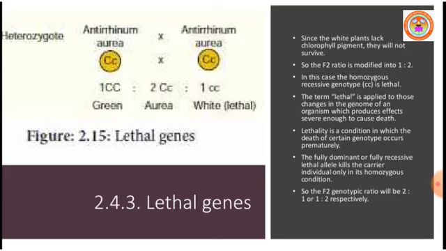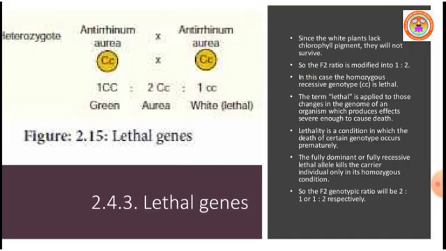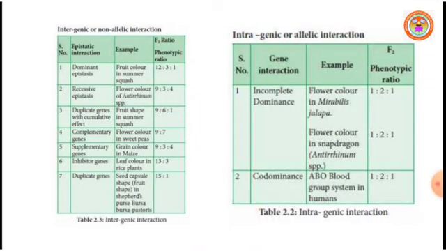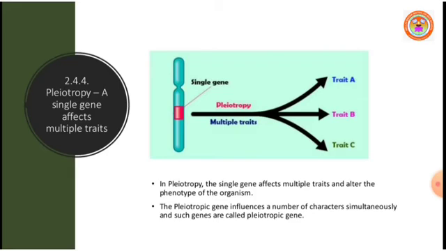In intragenic gene interaction, the last one we are going to see is pleiotropy. In pleiotropy, a single gene affects multiple traits or characters and alters the phenotype of an organism. The pleiotropic gene influences a number of characters simultaneously, and such genes are called pleiotropic genes.